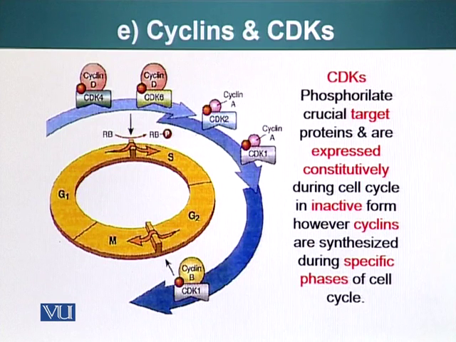However, cyclins are synthesized during specific phases of the cell cycle. So as the name implies, cyclin-dependent kinases can only function, here is CDK4, when cyclin D is available. This binding of cyclin D with CDK4 results in conformational change of the CDK4 molecule, exposing the enzymatic domain, the active site, which can then phosphorylate other proteins.